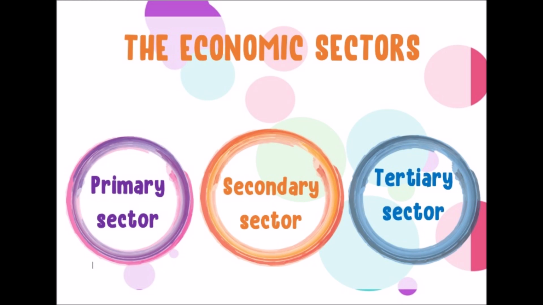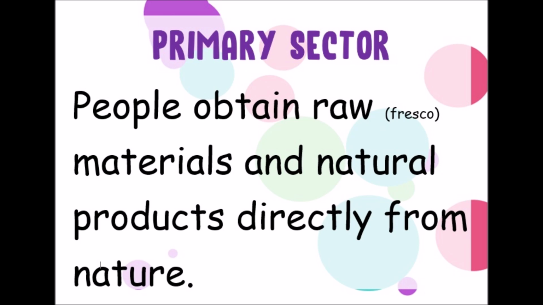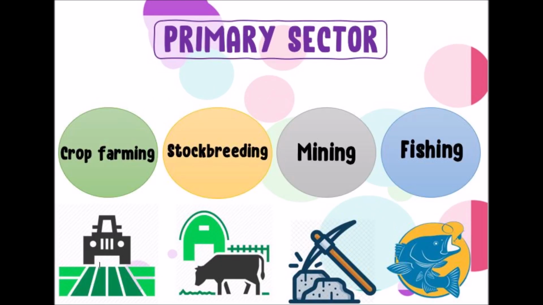Now we are going to see the three economic sectors. As we said before, an economic sector is a large group of the economy, according to the kind of work people do. So we have three economic sectors: primary sector, secondary sector, and tertiary sector. In the primary sector, people obtain raw materials and natural products directly from nature. In the primary sector, we can distinguish four different groups of work depending on what people do. So we have crop farming, stock breeding, mining, and fishing.